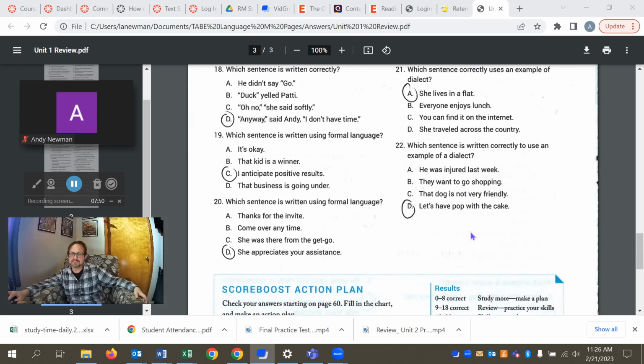And lastly, 22, we're finding another sentence with dialect. And of course, it's D, let's have pop with the cake, pop being a slang expression, or I'm sorry, a dialect expression of soda or cola. In fact, that was the example that was used in teaching the lesson about dialect.